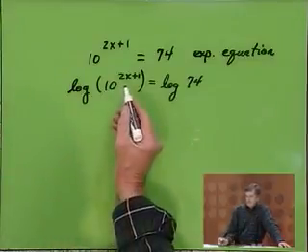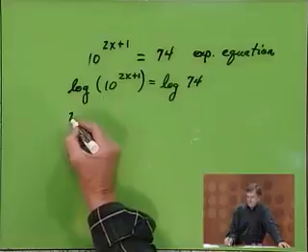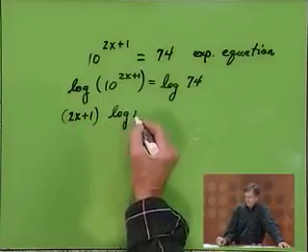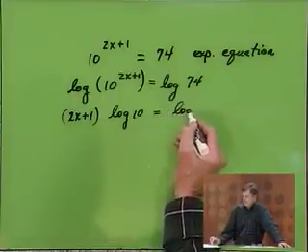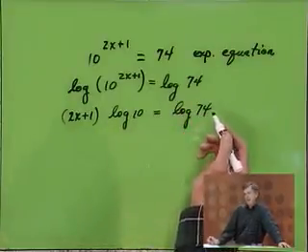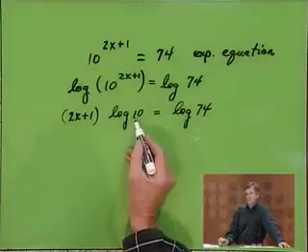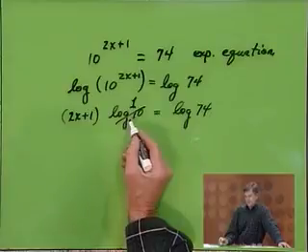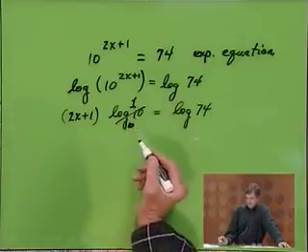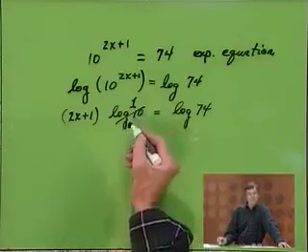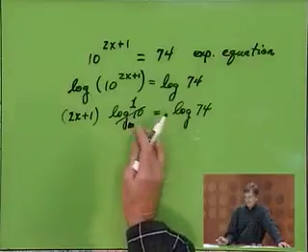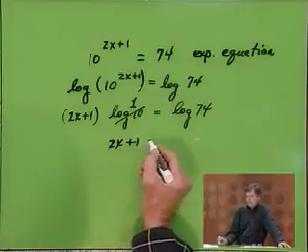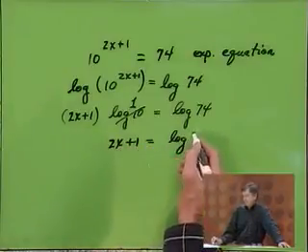Now, I'm going to use a property of logarithms to bring the exponent out in front. 2x plus 1 times log 10 equals the log of 74. And what is the log of 10? It's 1, because remember, a logarithm's an exponent. What's the exponent you'd put on this base to get this answer? Well, you'd put exponent 1 on base 10 to get 10 for the answer. So that's 1. So this tells me that 2x plus 1 is equal to the log of 74.